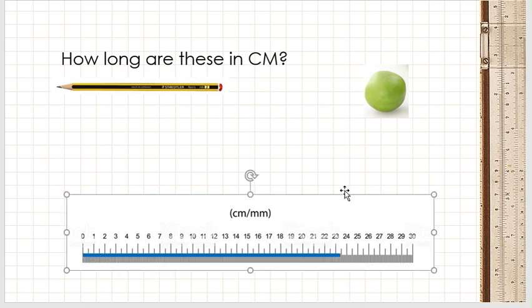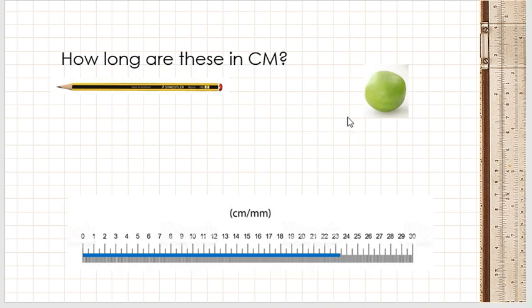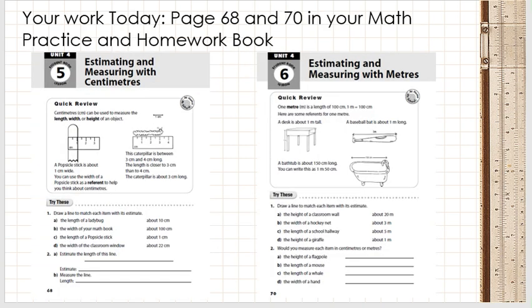So yeah, there you go. There's at 0, and it goes just to 23, almost 23 and a half, okay? So your work for today is just going to be to finish page 68 and 70. Please do not do 69 and 71 unless you really want to do more math, but you only are handing in page 68 and 70, okay?